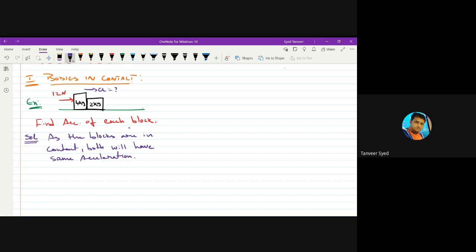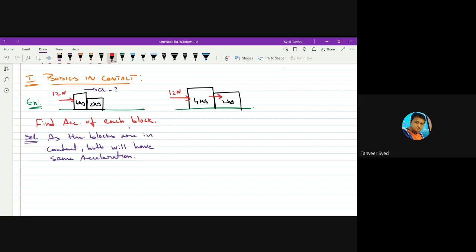How can one block push another block? By applying normal reaction. What is happening here, if you look closely? This is 4 kg. This is 2 kg. 12 Newton is applied directly on 4 kg, so it is pushing it. 4 kg pushes 2 kg. How? By contact. 4 kg pushes 2 kg by contact.